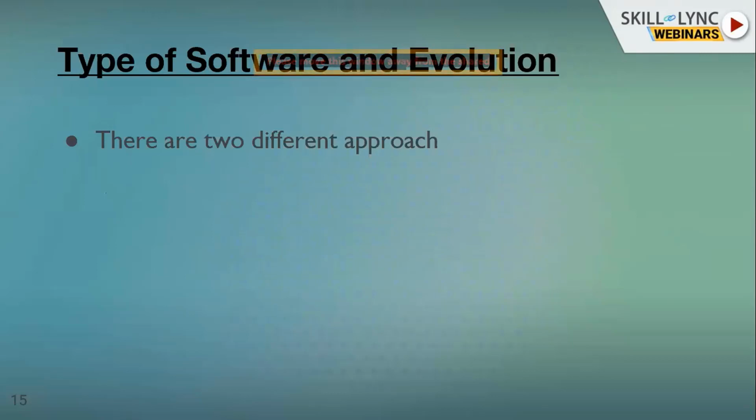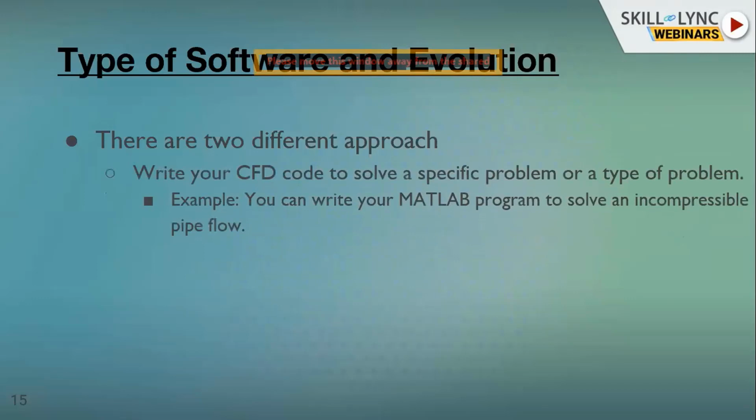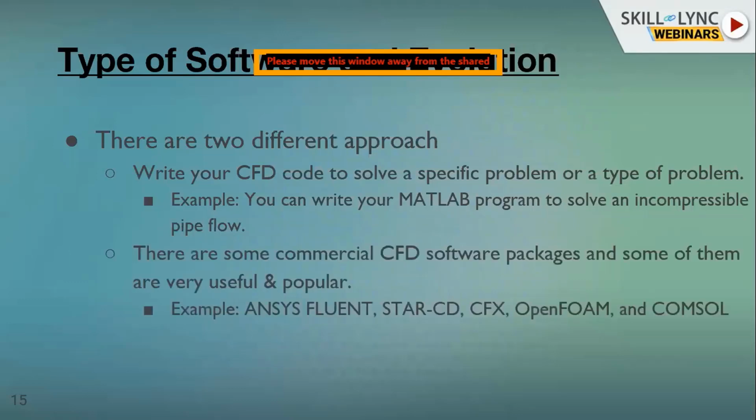The first is you can write your own code, that is CFD code, to solve a specific problem. For example, writing a MATLAB program to solve incompressible flow in a pipe. The second is using some commercial software, that is, you are using ANSYS Fluent, Star CD, CFX, OpenFOAM, COMSOL, etc.